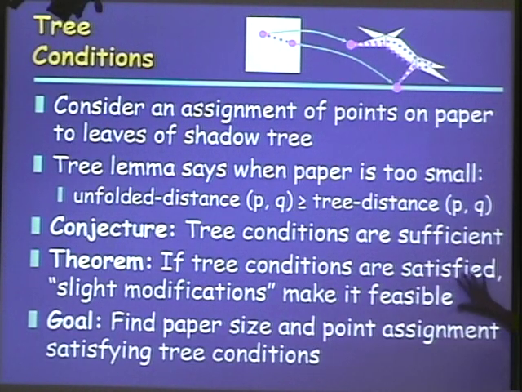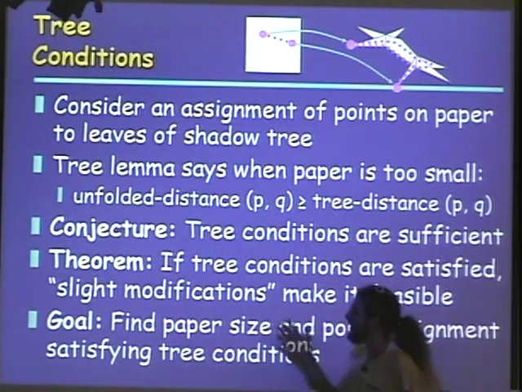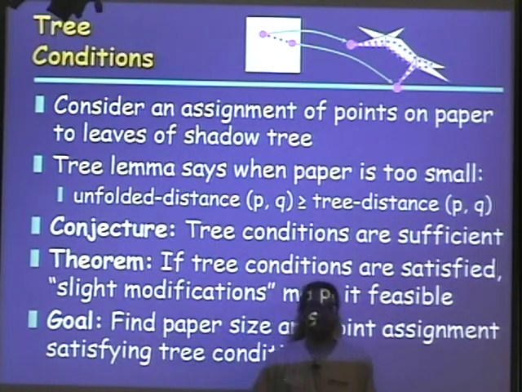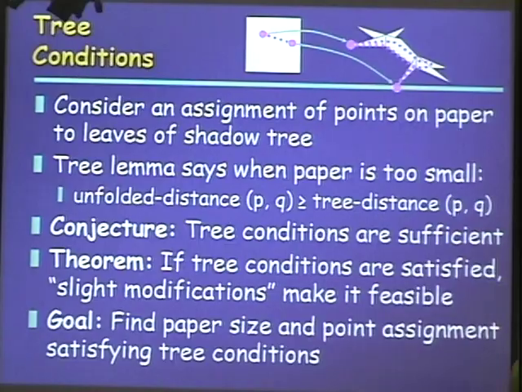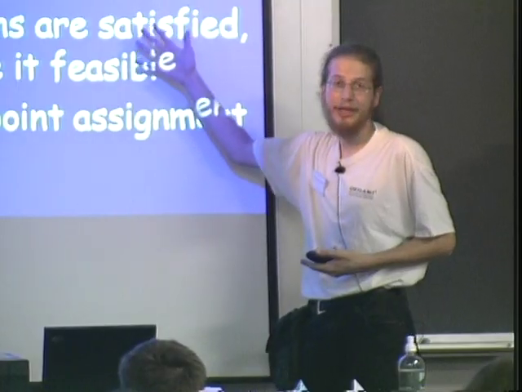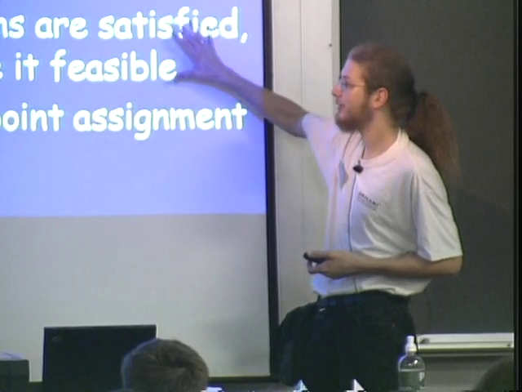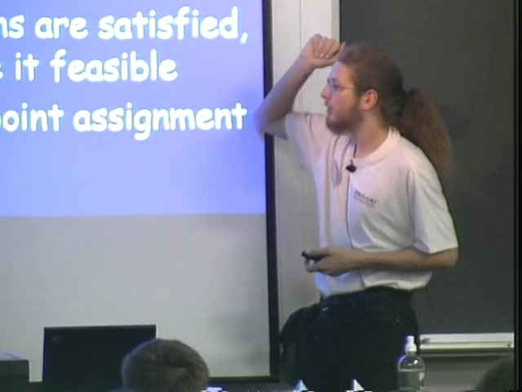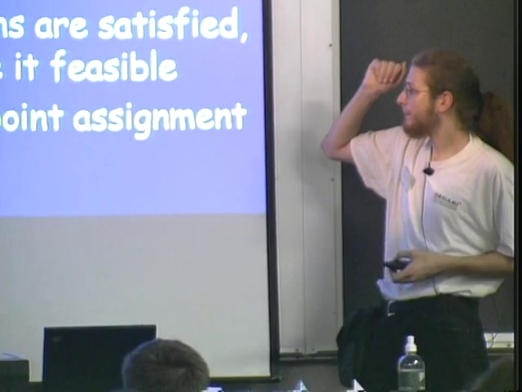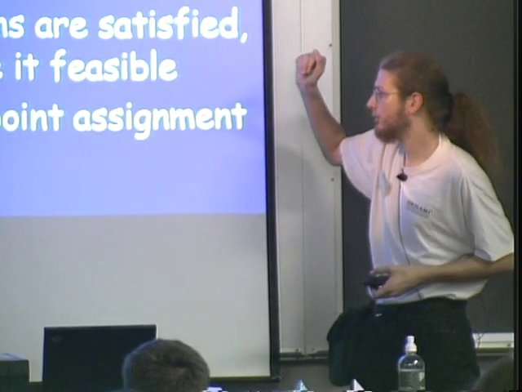The theorem is that if you do satisfy the tree conditions, then you can make a few changes and it will work. So that's almost as good. It's not yet known how to quantify what these slight modifications are, but at least you can prove that there are. And in practice, they're very slight. And so it's great for origami design. But there's definitely an open problem here to really prove this conjecture. And it's almost certainly true.